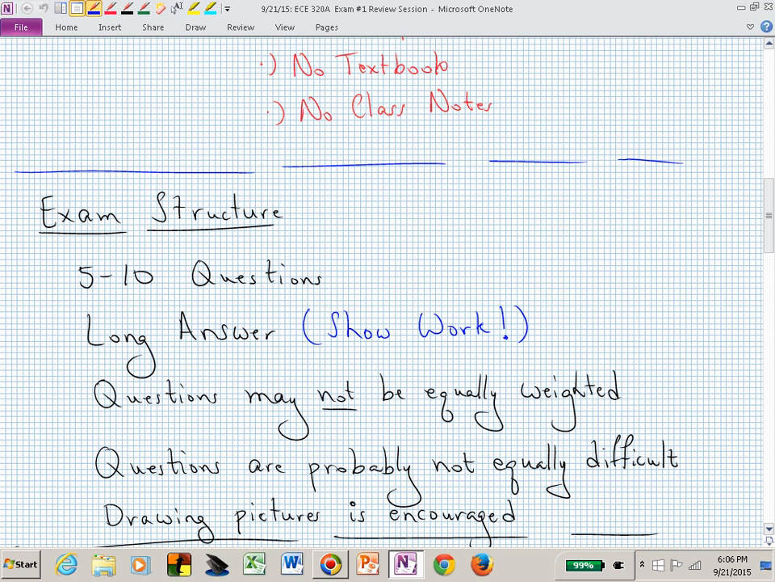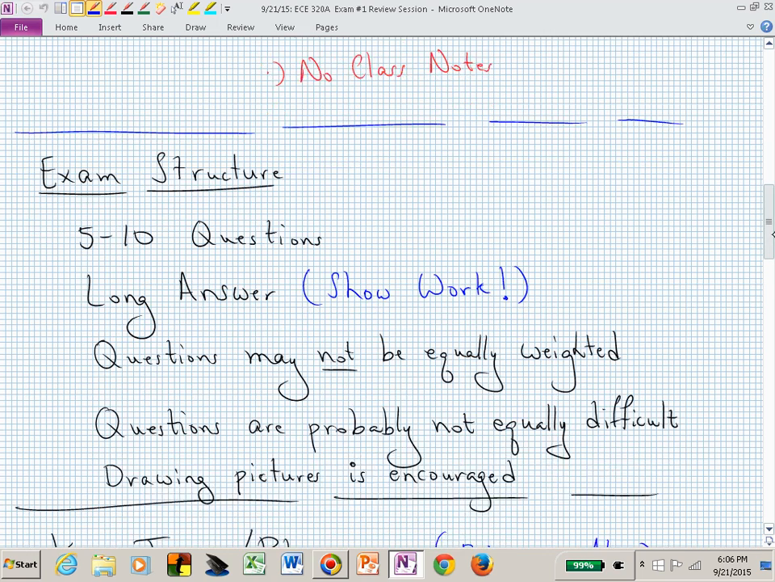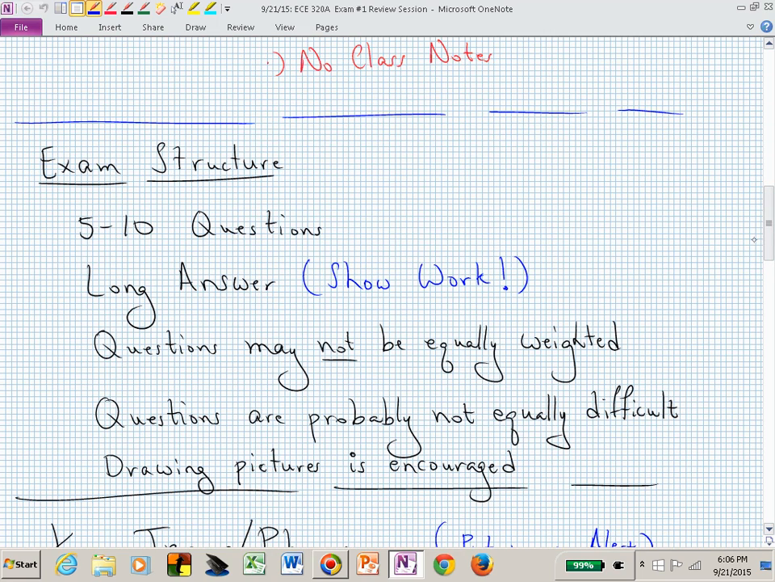And drawing pictures is actually encouraged. The reason it's encouraged is that way you don't have to keep all of this in your head. Let's see, I've got a Y connection, and let's see, what was my phase voltage?